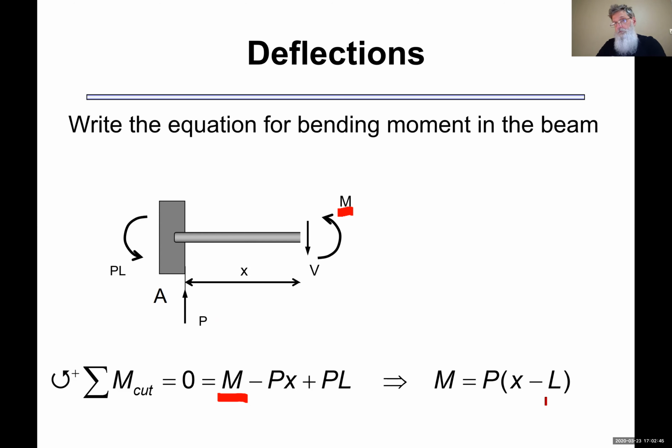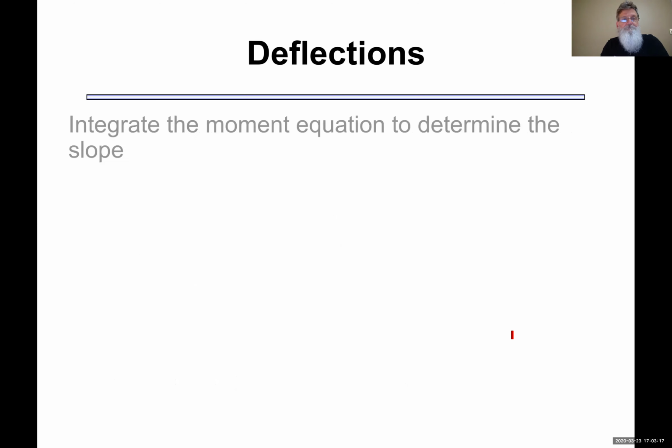Now we can check that. Just like we've done before, it's important to check the validity of your moment expression. So we know when x is equal to 0, that's here, we should get a minus PL. And if you plug in x equals 0 here, you do get minus PL. Also, you might remember this was a cantilever beam, and the free end of the cantilever had no moment. And that was at x equal L. So if you plug in x equal L, you do get 0. So that seems to work. So I think my moment expression is valid.